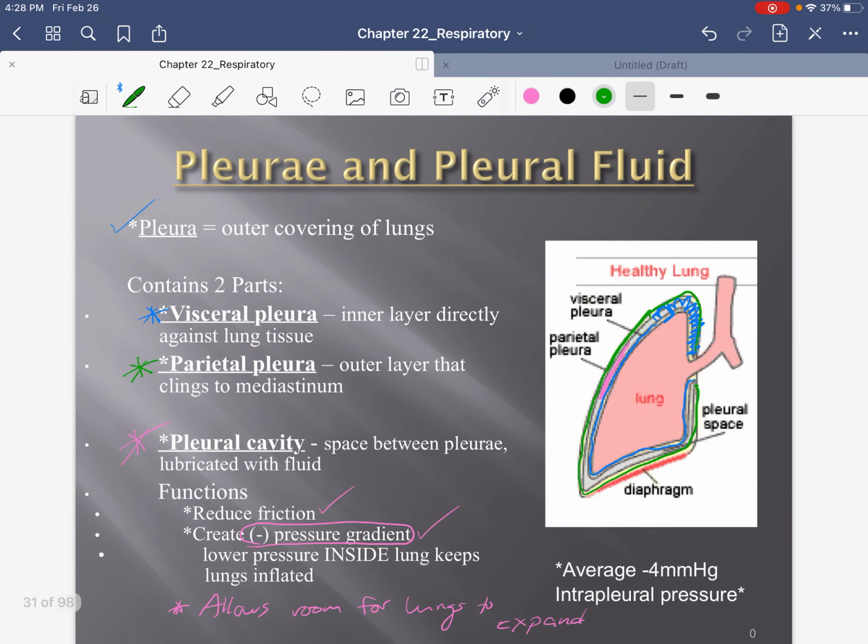I said I was going to talk about it, and I didn't yet. So let's talk about this negative pressure gradient, because we're going to need to know about it when we talk about ventilation or breathing.